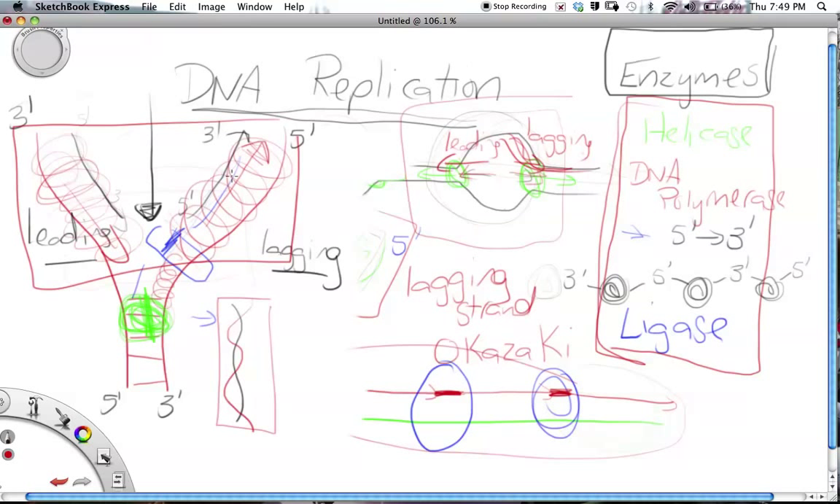So make sure to focus on the fork for the leading and lagging, and realize that it's the replication bubble. But if one side's leading, the other side's lagging, and lagging, leading. So it's just looking at where it is replicating. So that is the whole thing of DNA replication. And we will get into more specifics of what happens if there's mistakes, and hopefully go over this again. But enjoy.